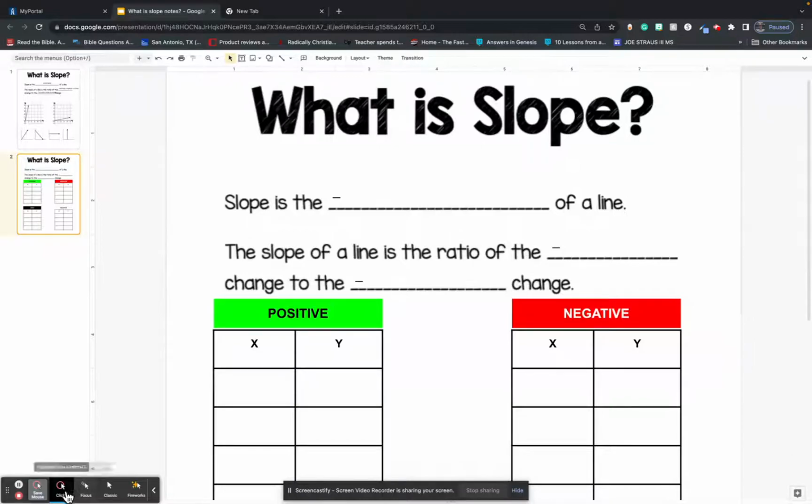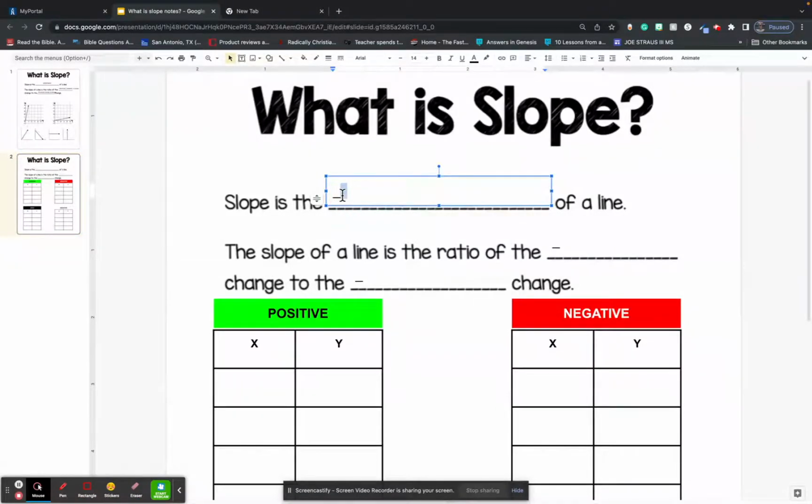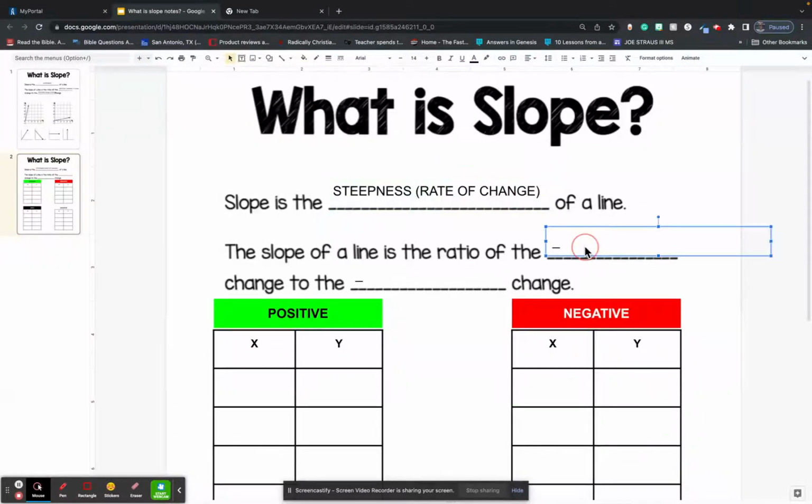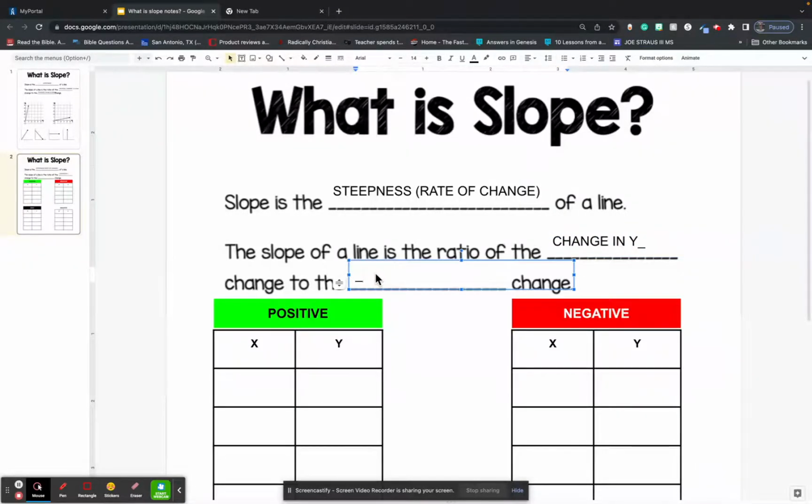Oh well. Once again, right here, slope is steepness, how steep something is. I want to throw in something else though. You're going to hear it called rate of change. I'm going to put rate of change as well. It's all the same thing. If I had asked you what is slope and you told me steepness, you'd be correct. If I asked you what slope is, you told me, oh, it's the rate of change of a line, you'd be correct. Remember, it's the comparison of the change in y to the change in x.